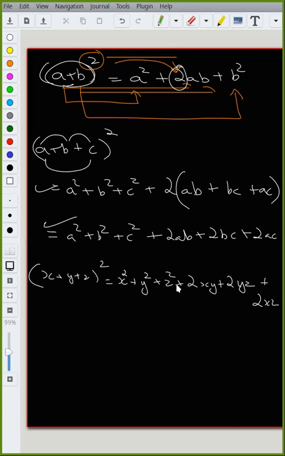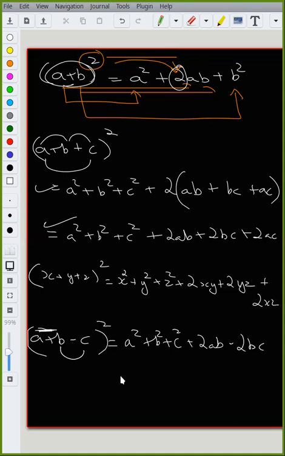Now plus and minus you can do accordingly. Supposing it was (A plus B minus C), the whole thing squared. The first part will remain the same, A squared plus B squared plus C squared, because we're squaring a term. Whenever you square, it stays the same. Now we do the first term into the second term. Both are plus, so we'll get plus 2AB. Second term into the third term: one is plus, another is minus, so we'll get minus 2BC. And the first term into the last term: one is plus, one is minus, so we'll get minus 2AC.